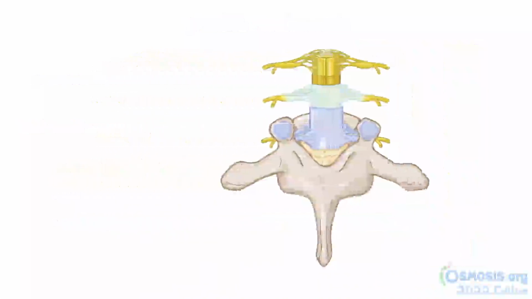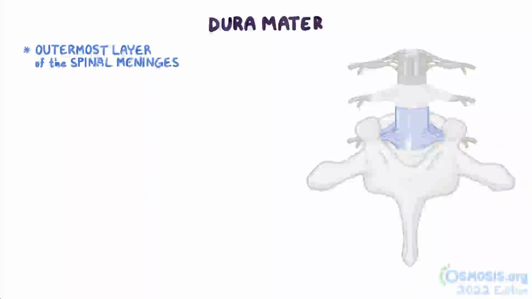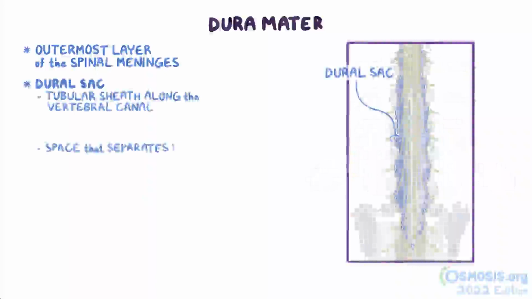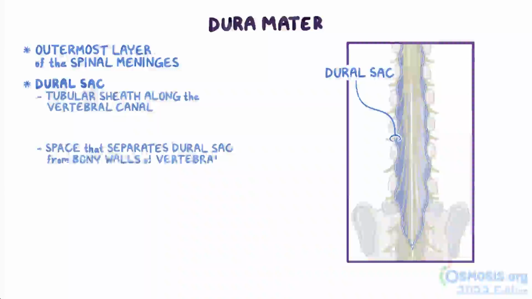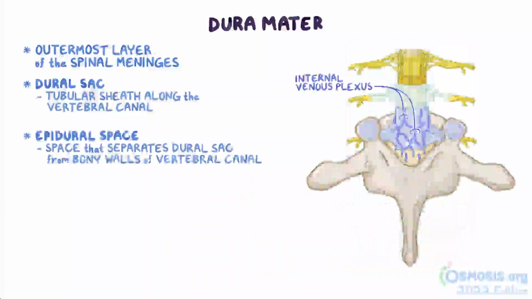Now let's talk a little bit more about each meningeal layer. The dura mater is the outermost layer of the spinal meninges. This fibrous layer forms a tubular sheath along the vertebral canal called the dural sac. The space that separates the dural sac from the bony walls of the vertebral canal is called the epidural space, and it contains the internal vertebral venous plexus surrounded by epidural fat.